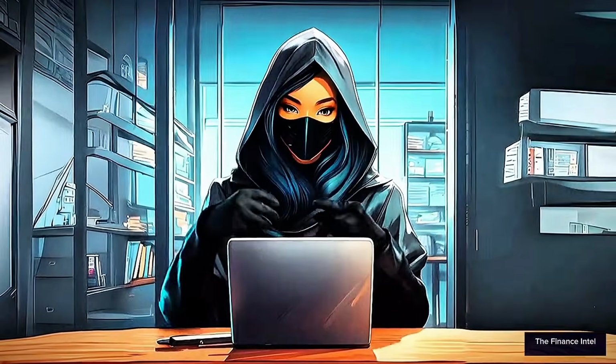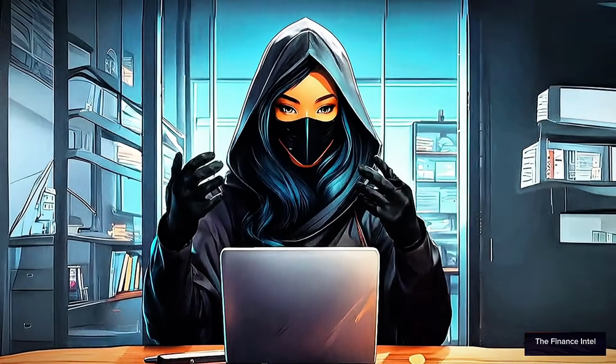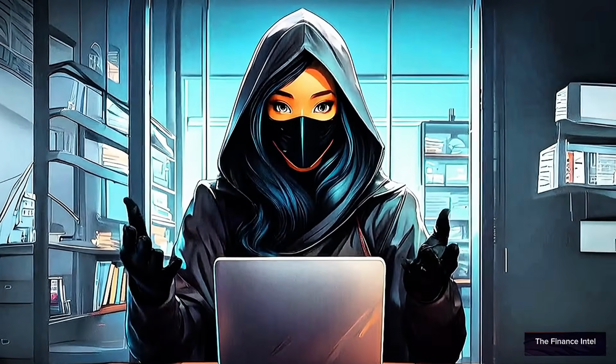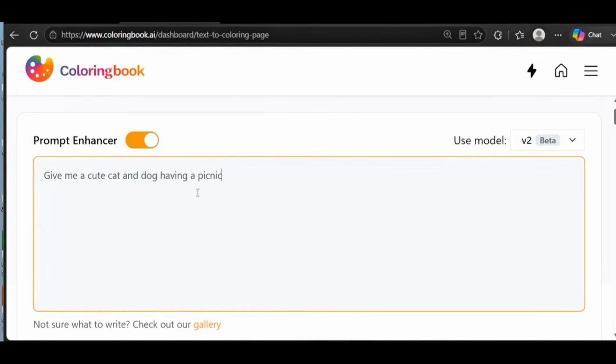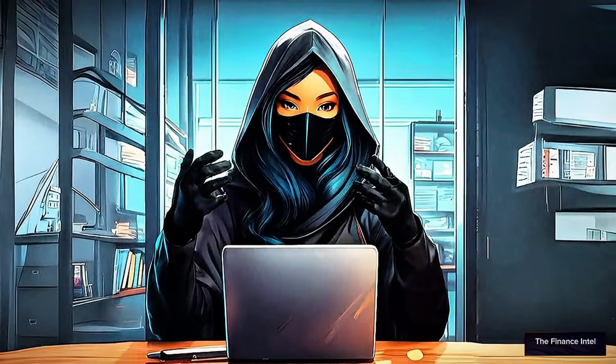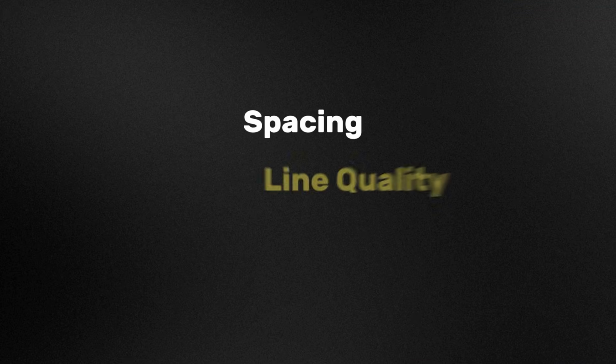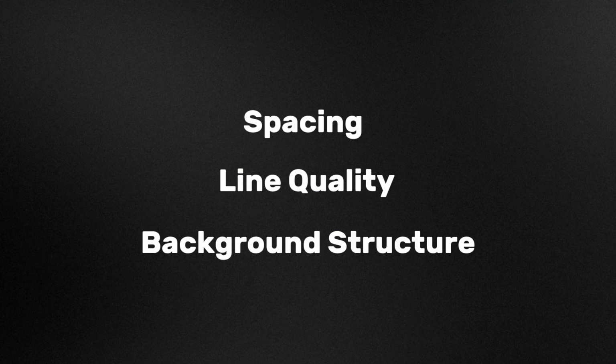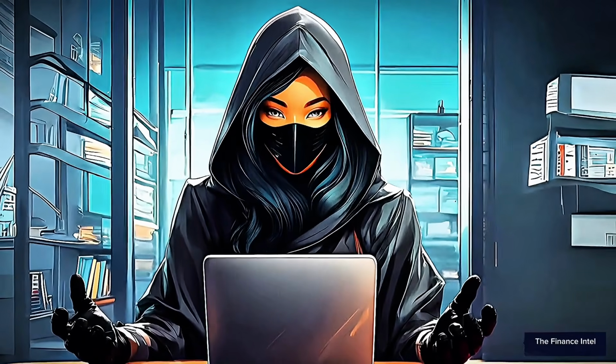You see, most people do this when creating AI coloring pages. They type something like, "Give me a cute cat and dog having a picnic." And then they expect AI to figure out everything else. I mean, the spacing, the line quality, the background structure. But AI doesn't guess consistently.